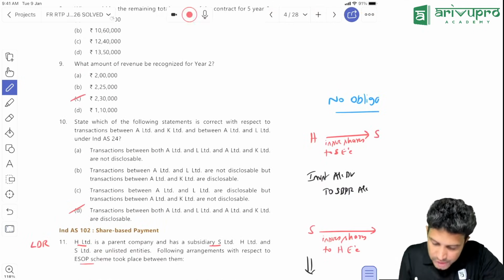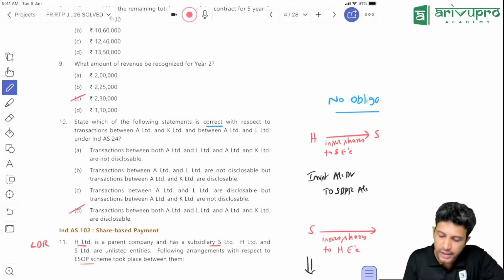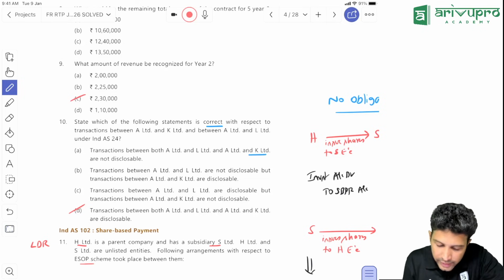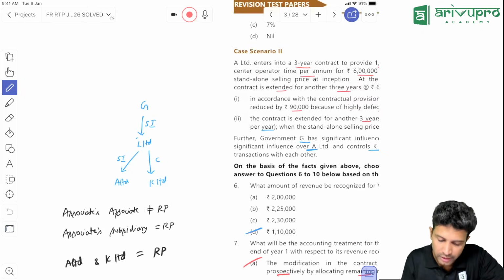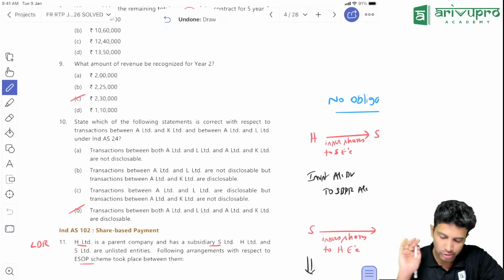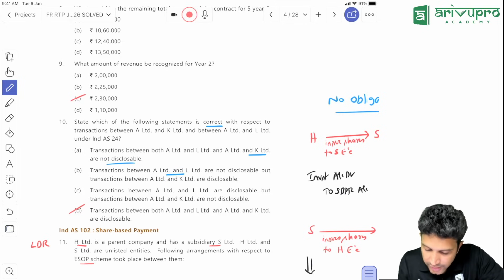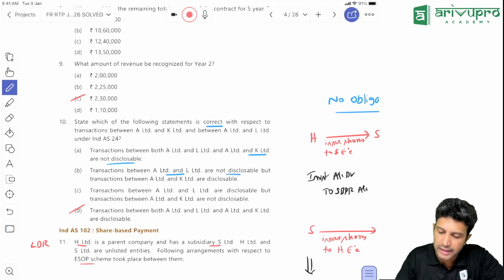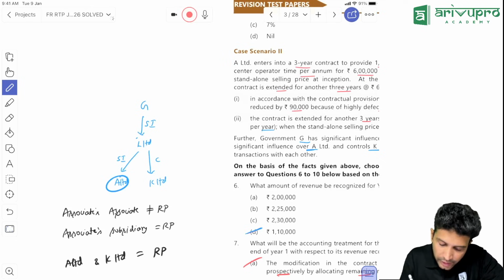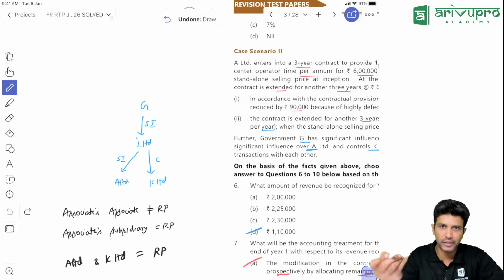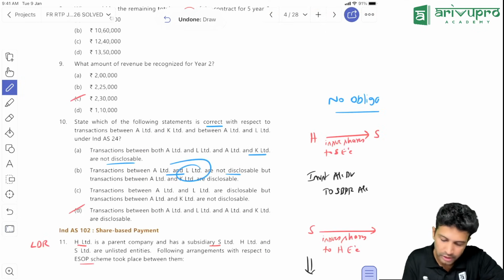What are they asking? They are saying, which of the following statements is correct. They are saying, transactions between A and K are not disclosable. Sir, A and K are related parties. So if there is any transaction, you have to disclose. So that is not the right option. They are saying A and L's transactions are not disclosable. A and L are related parties. So if there is any transaction, you have to disclose. So this is not the right option.